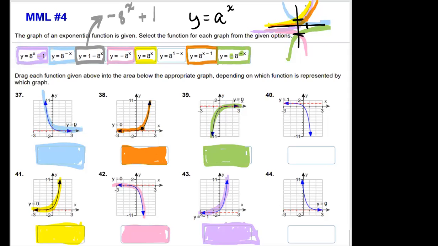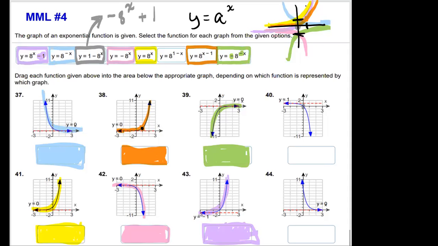So if you start with the yellow, the negative in front of the 8 to the x will flip it upside down, which would make it the pink. But then you have a plus 1, so the pink one is going to go up 1. So this will go up 1 and it'll cross the origin. And now my colors are getting so bent out of shape. It would go up 1 and cross the origin.